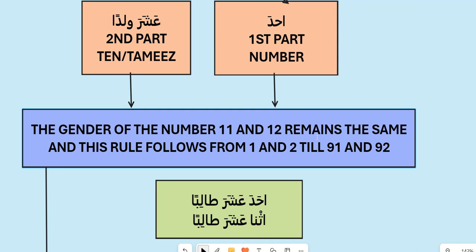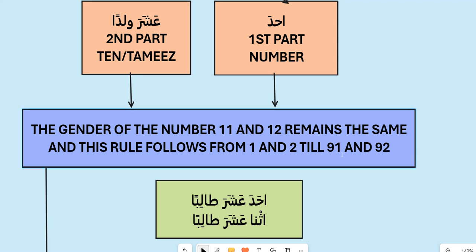And 1 and 2, the gender remains the same. And what about 21, 22, 31, 32, 41, 42? All these two numbers will remain the same. The gender remains the same. The rule follows from 1 and 2 till 91 to 92.